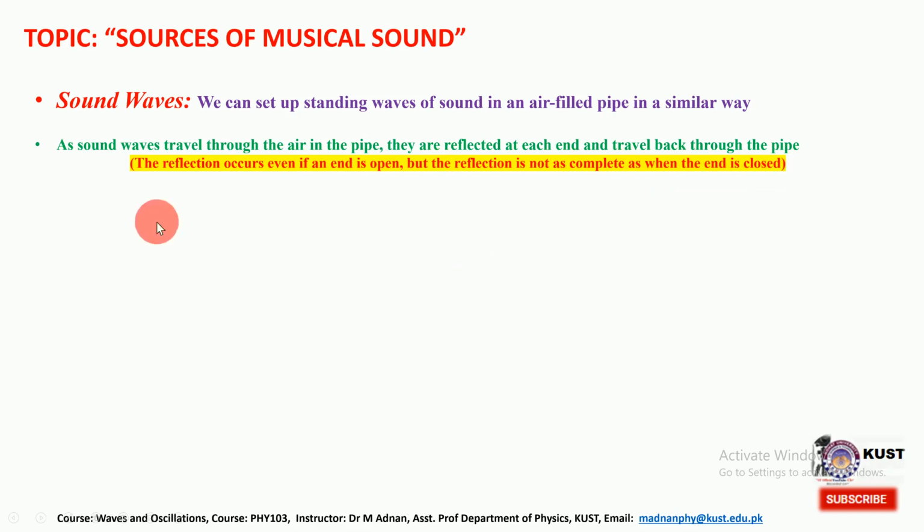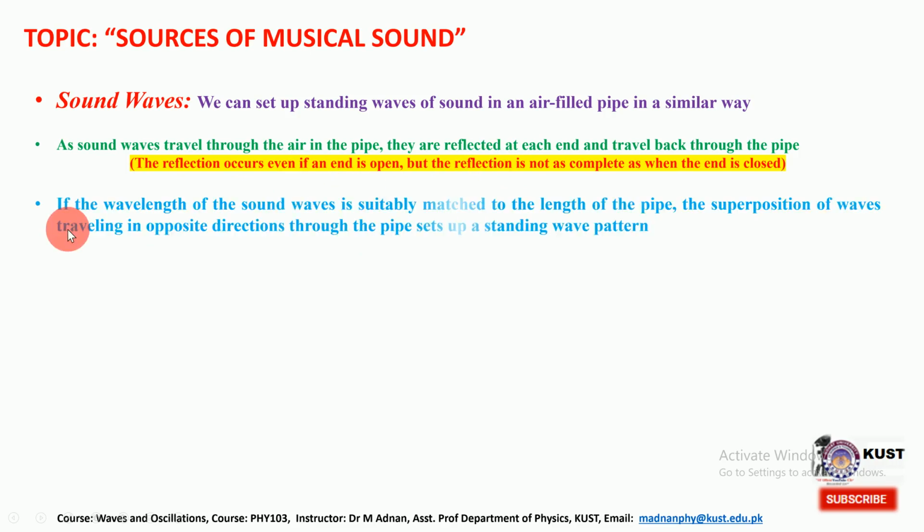That we will see in two cases. In the first case, we will discuss the two open end organ pipe, and then we will discuss the standing wave patterns of an organ pipe in which one end is closed and the other one is open. So we will see how reflections are possible in both of these cases.